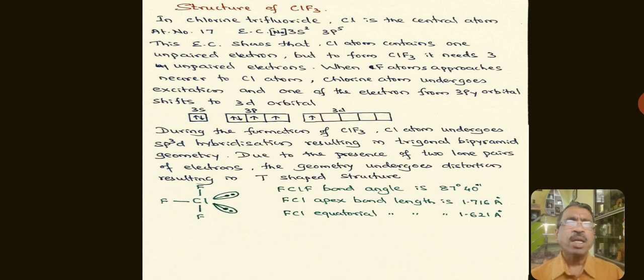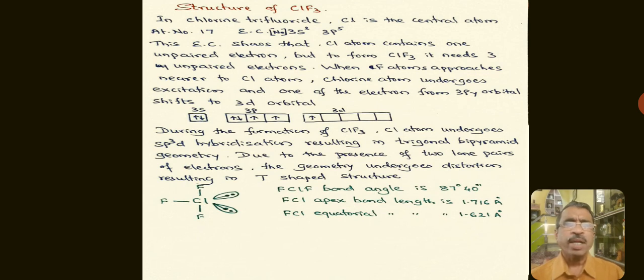In the 3pz orbital there is one unpaired electron. This electronic configuration shows that chlorine contains only one unpaired electron, but to form chlorine trifluoride, it needs 3 unpaired electrons. To explain this phenomenon, it is suggested that when fluorine atoms approach nearer to the chlorine atom, it undergoes excitation and one of the electrons from the 3py orbital shifts to the 3d orbital.